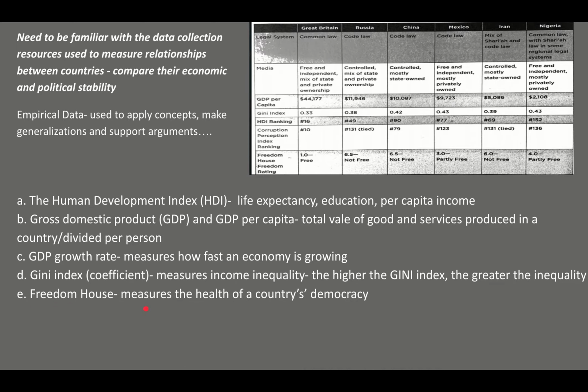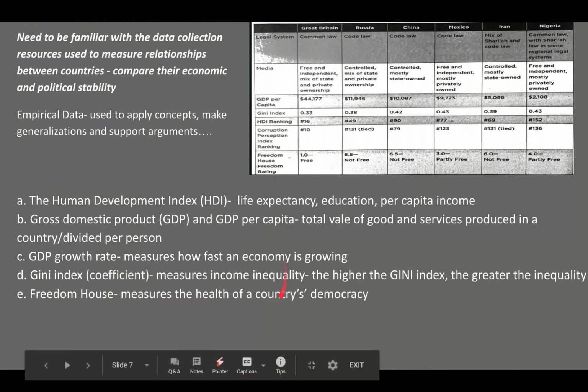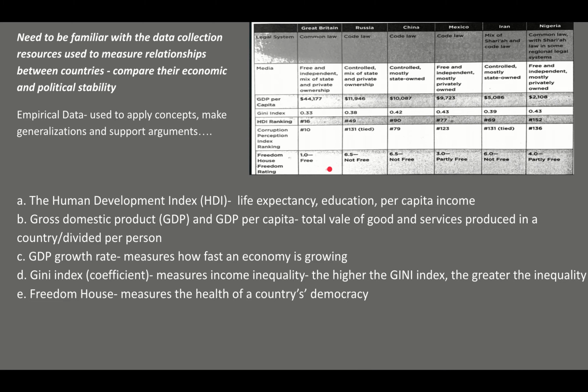Freedom House measures, we're going to talk a lot about Freedom House measures when we get to legitimacy, but it measures the health of a country's democracy. So Freedom House rankings, the higher your number, the worse off your country is. The lower your number, the better off your country is in this chart.